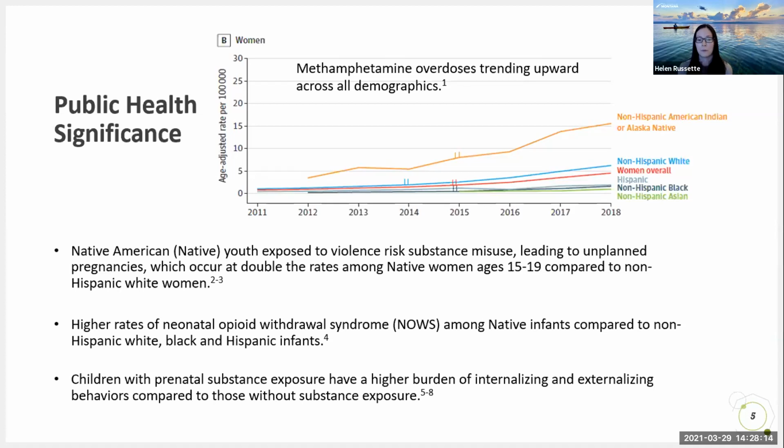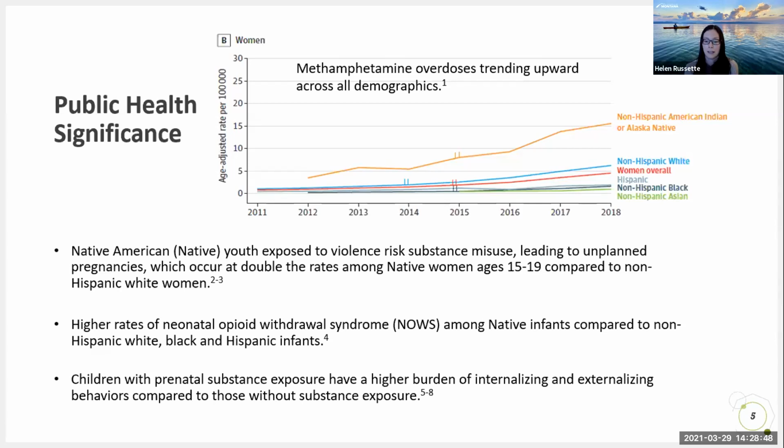And so what we're also seeing is that Native youth exposed to violence risk substance misuse, which often leads to unplanned pregnancies, which occur at double the rates among young Native women compared to their non-Hispanic white counterparts. And subsequently, we're seeing higher rates of neonatal opioid withdrawal syndrome among Native infants, and this is compared to their non-Hispanic white, Black, and Hispanic counterparts.